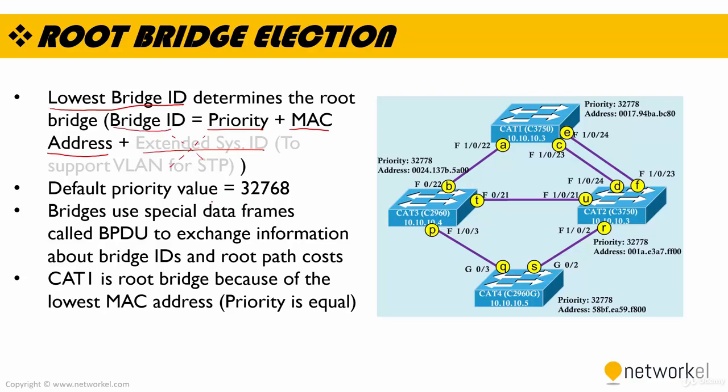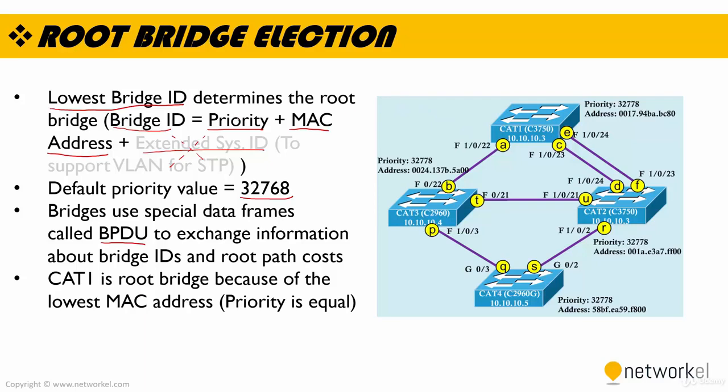Please keep in mind that the default priority value for a switch is this one, and bridges use special data frames called BPDUs to exchange information about bridge IDs and root path costs. So let's take a look at this example and try to determine the root bridge.